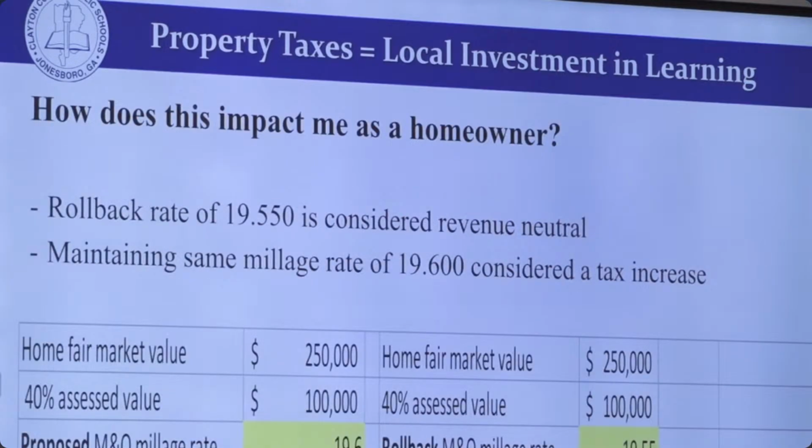So how does that impact me as a homeowner if we maintain the same millage rate instead of going with the rollback rate? So if your home has a fair market value, remember you said $250,000 again, remember you only pay tax on 40% of that, and with the $10,000 homestead exemption, your tax will be $1,764 at 19.6. The rollback rate though shows that you will pay $4.50 less. It will be $1,759.50. So if your home is valued at $250,000 and we set the millage rate at the 19.6, that's $4.50 more than you would pay if it was at the 19.55, the rollback rate, which is considered revenue neutral.